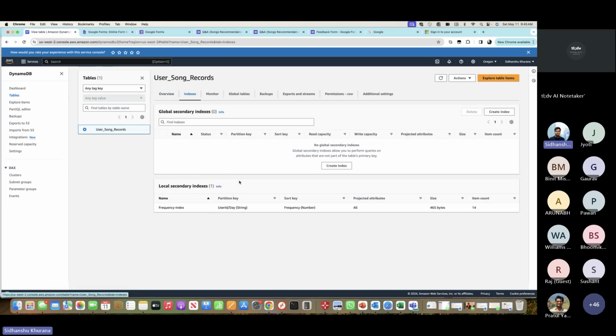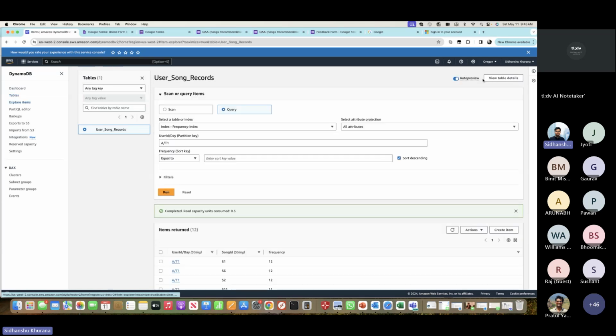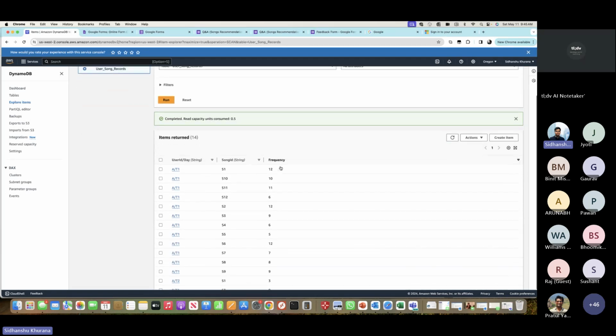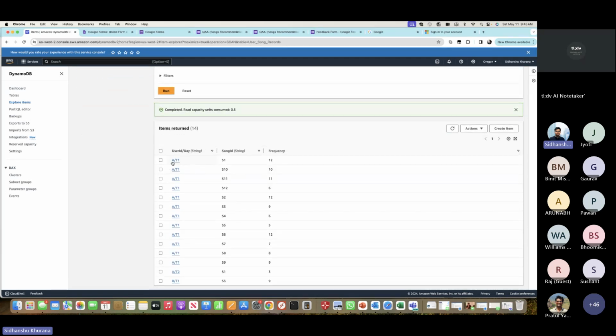Local secondary index means that the partitioning key has to be the same as the main table, but the sort key can change. The sort key here is frequency. And if we explore the table items, first I'll show you all the data which I have inserted in this table. I'll select the table and do a scan operation and run it. So we have several records, AT1, for user A on day T1, song S1 to song S12 and different frequencies. Some of the frequencies of some songs are similar: 12, 12, 12, 6, 6 for S12, S4, etc.